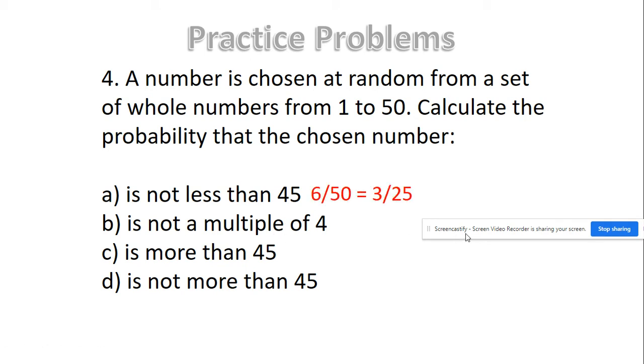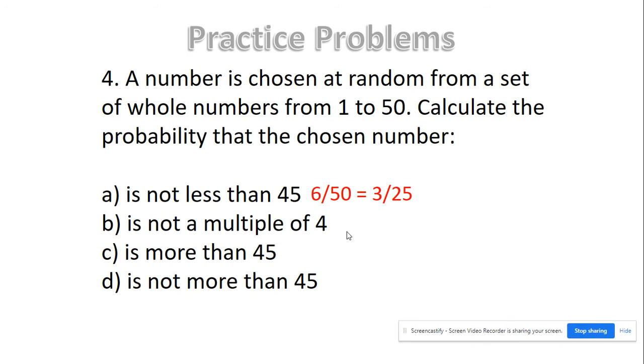Not a multiple of 4. What's the easiest way to do this one? So the highest multiple before it gets to 50 is 48. 48 divided by 4 is 12. So 12 of them are, so 38 of them are not. Is more than 45.